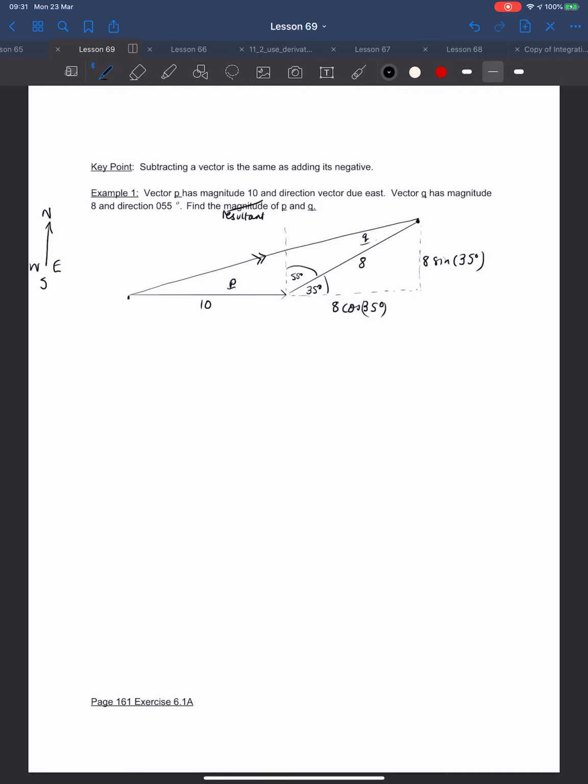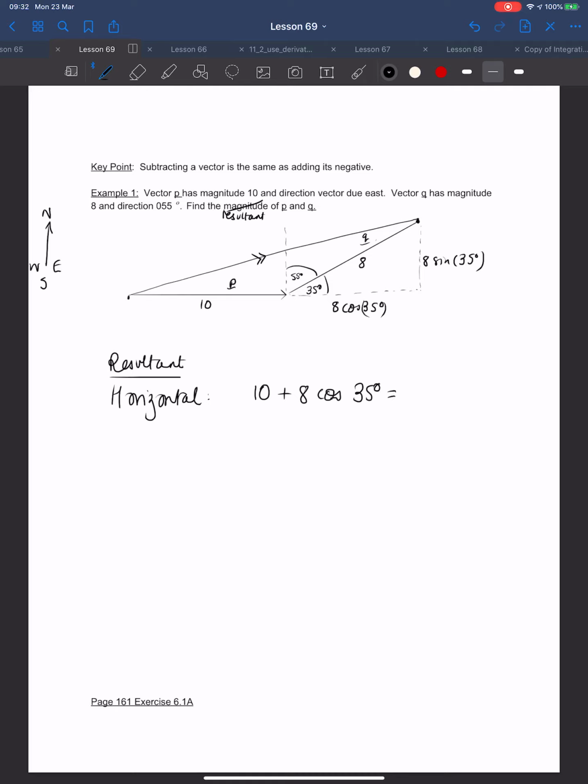Cos, because that one's adjacent, and that's the opposite. So the resultant horizontal is going to be 10 plus 8 cos 35 degrees.